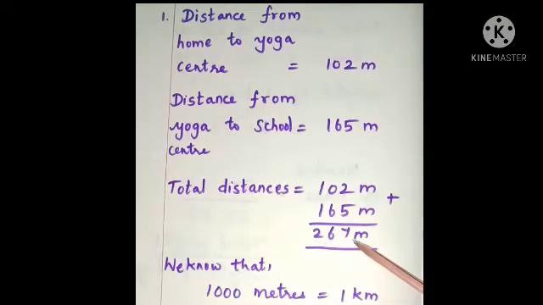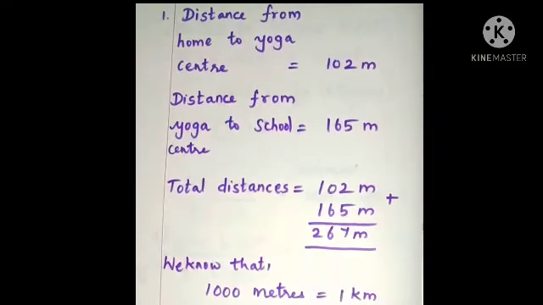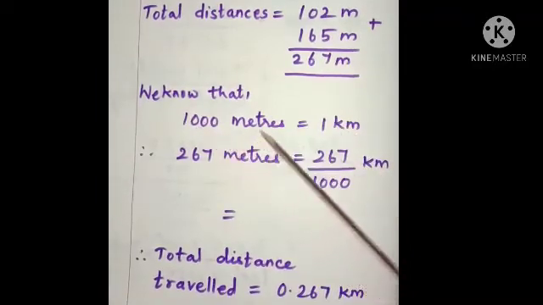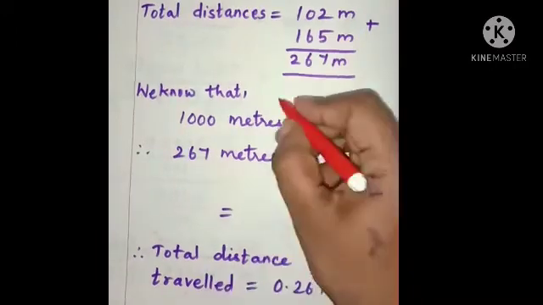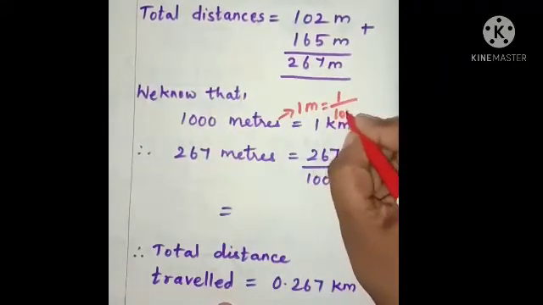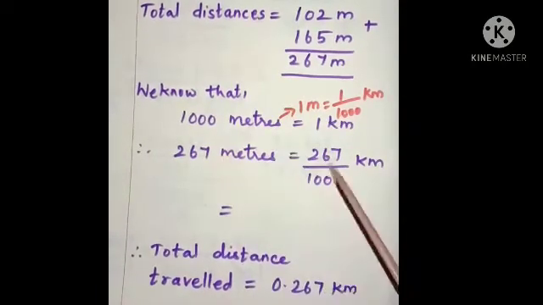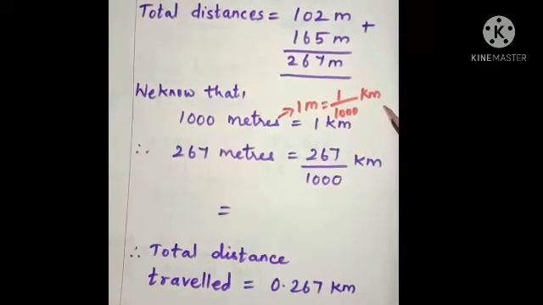We get 267 meters. We know that 1000 meters is equal to 1 kilometer. So why are we writing this? Yes, here the total distance is in meters. To convert meter into kilometer, we are writing this. 1000 meters is equal to 1 kilometer, which means that 1 meter will be 1 by 1000 kilometer, isn't it?